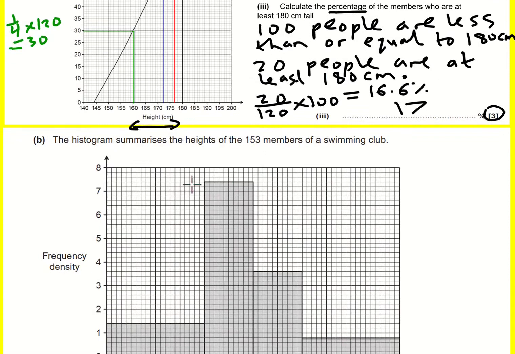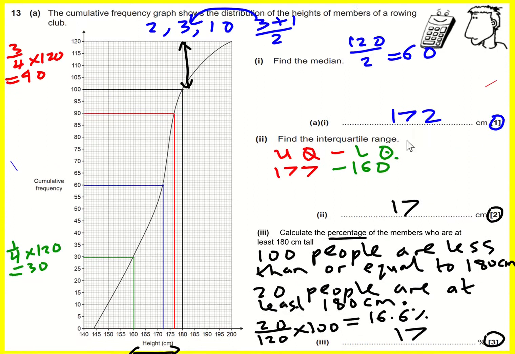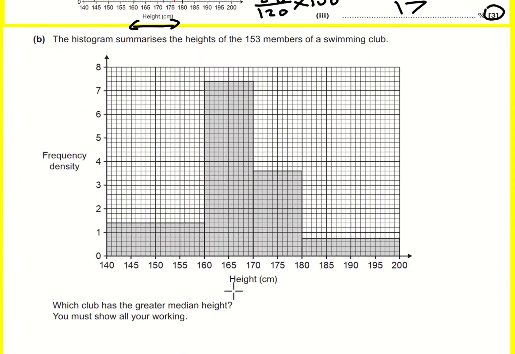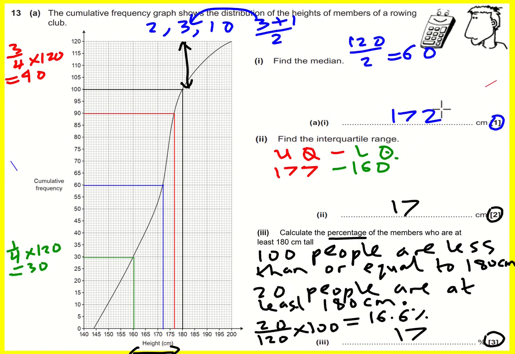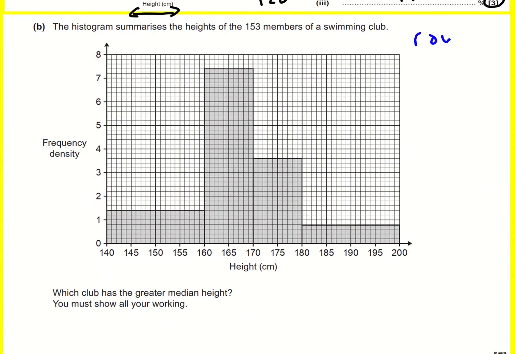Okay, onto a histogram linked into this question. So we're now given a histogram about members of a swimming club, whereas before we had cumulative frequency for members of a rowing club. And then we're asked, which club has the greater median height? Well, let me just remind you, we worked out the median height of the rowing club and it was 172. So I need to somehow show if the median is bigger or less than or the same as this one.